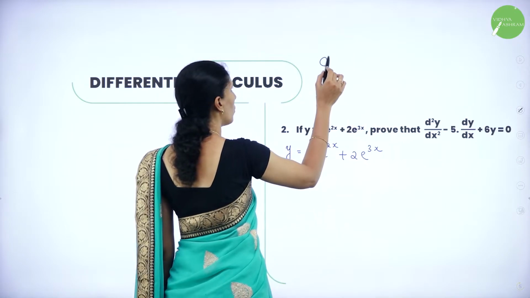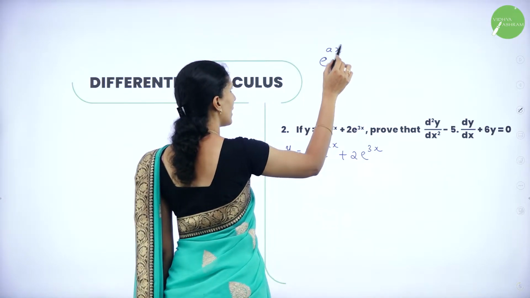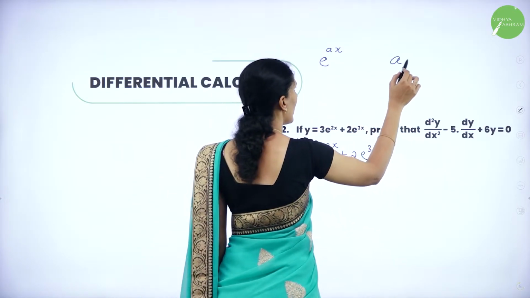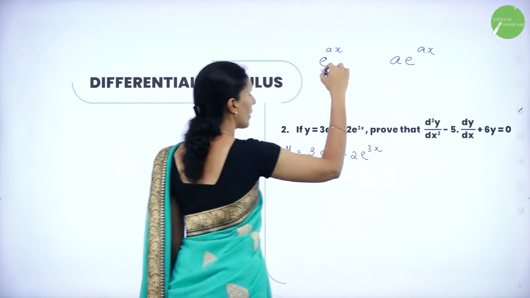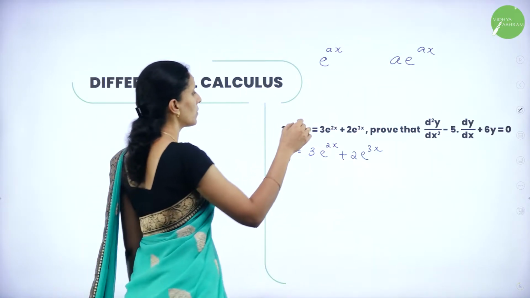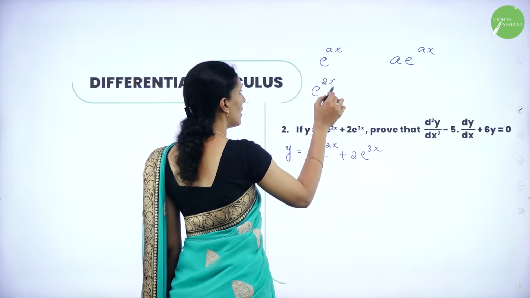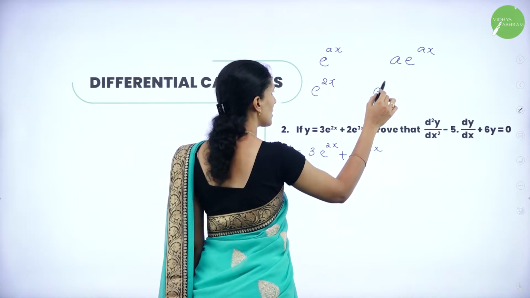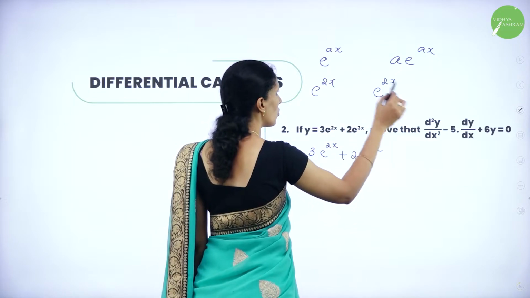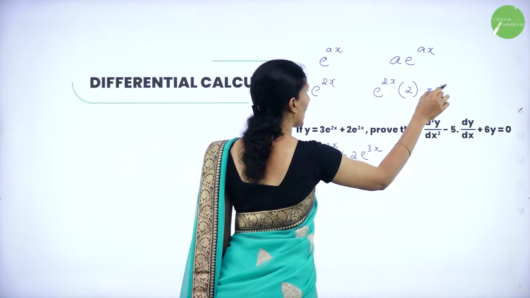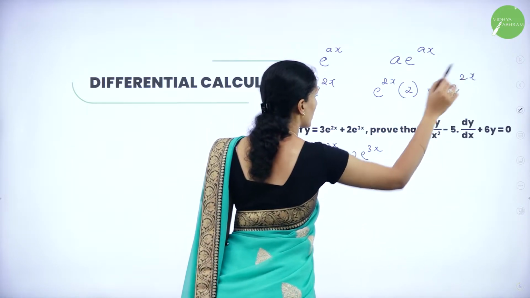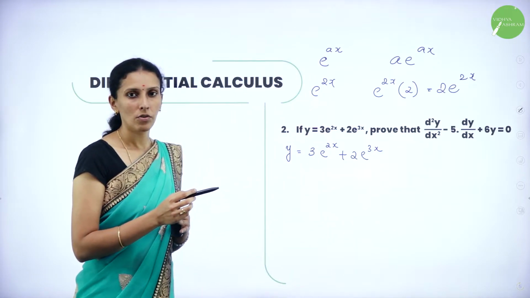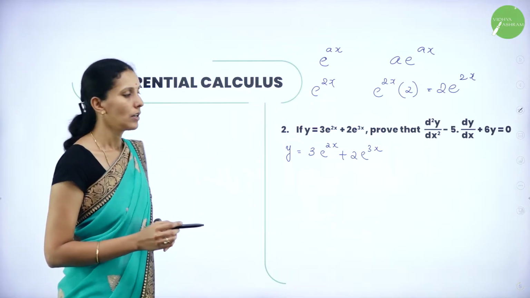I have already told you, differentiation of e power ax can be written as a into e power ax. So you can apply the chain rule there. Suppose you have e power 2x, differentiation of e power 2x is e power 2x, and differentiation of 2x is 2. So directly you can write it as 2 e power 2x. If you have e power 3x, you can write it as 3 e power 3x.